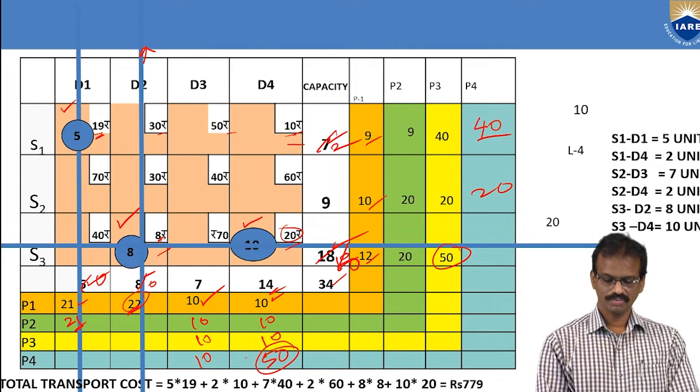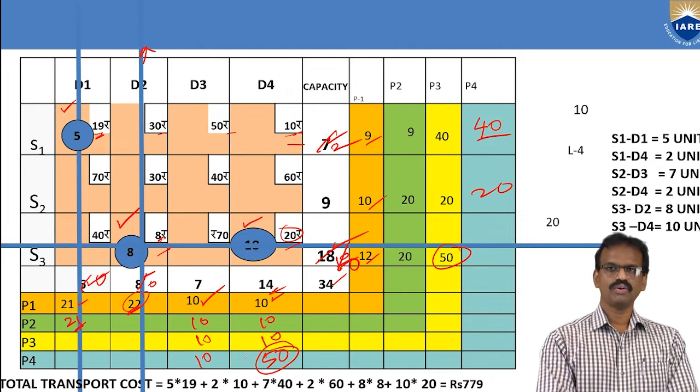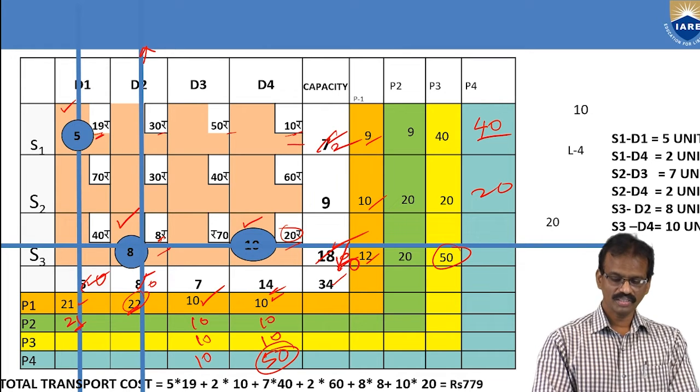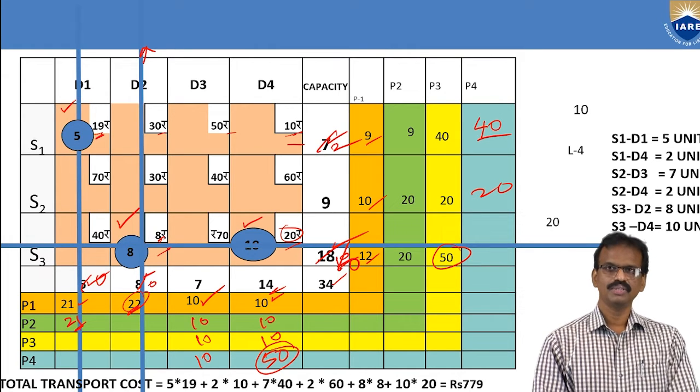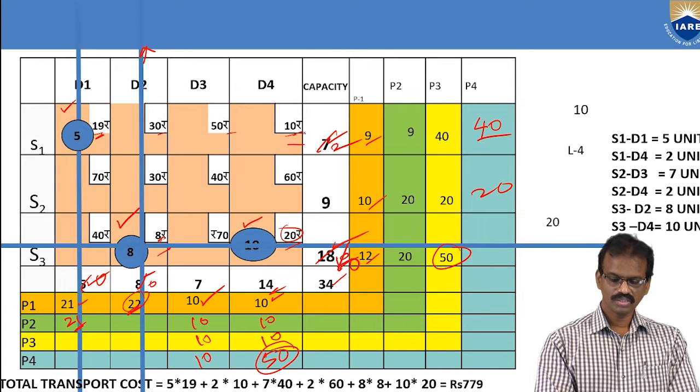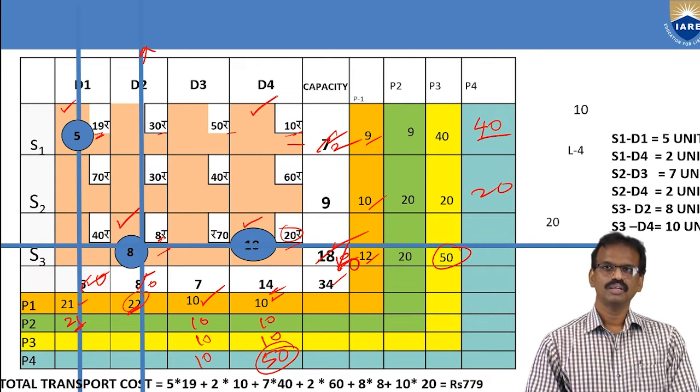So 50 is the highest penalty value. The corresponding column is the selected column. In that column, you have to identify the least cost cell. What is the least cost cell? So 10 is the least cost cell. So this cell should be allocated first.